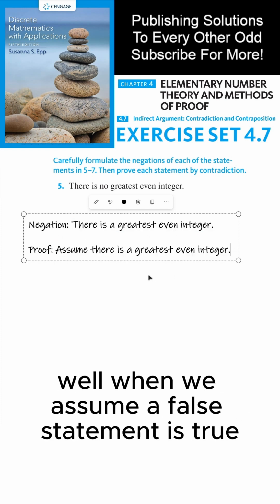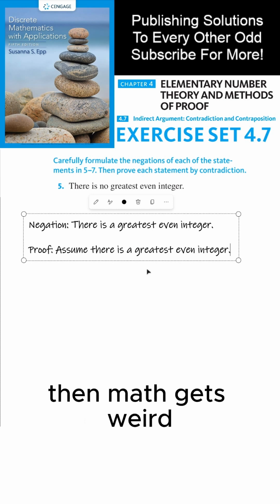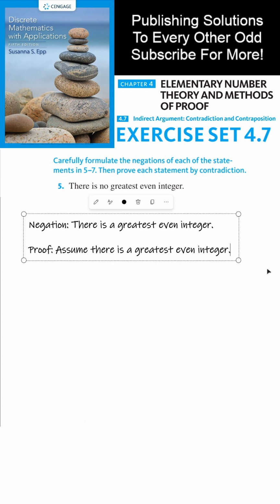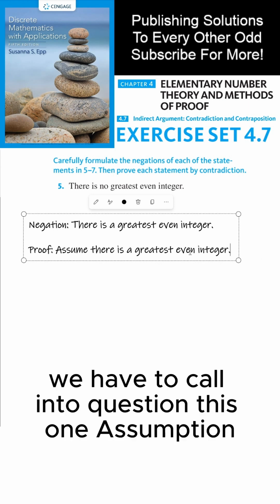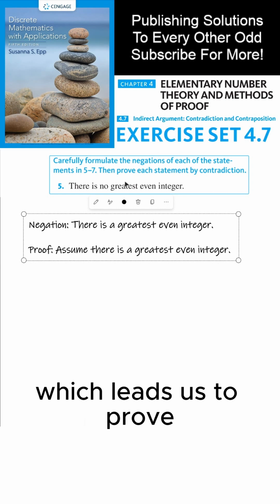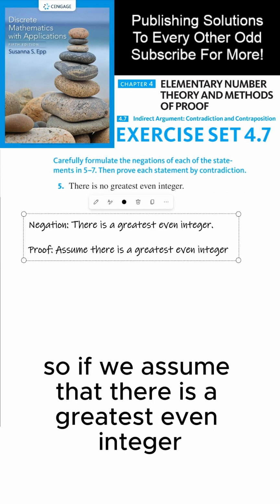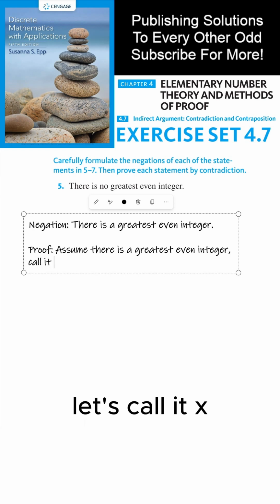Well, when we assume a false statement is true, then math gets weird and eventually we deduce a contradiction. And by deducing a contradiction, we have to call into question this one assumption, which leads us to prove the truth of the original statement. So if we assume that there is a greatest even integer, let's call it x.